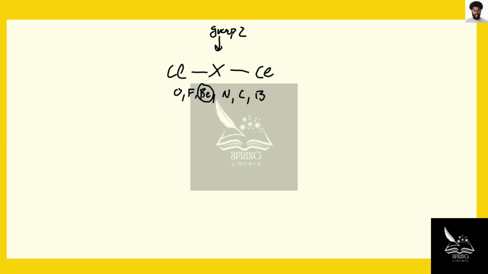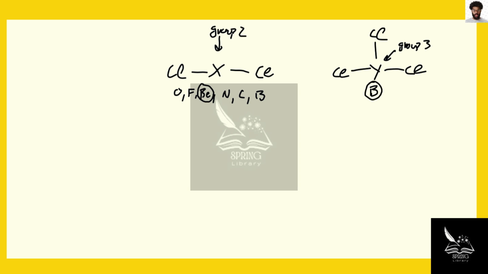We'll see how this makes even more sense when we look at the next one, in which we have Y in between 3 chlorines. Again, 3 bonds, no lone pairs. I would argue that this must be in group 3, which tells us that it is likely boron.